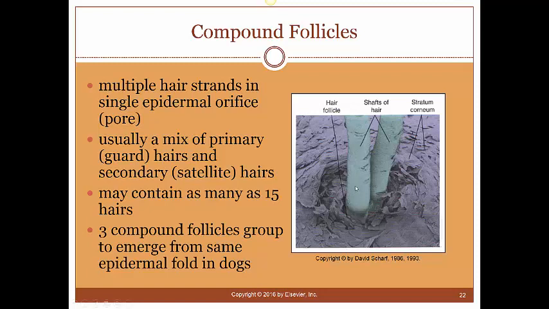When we look at a dog, we have 3 compound follicles that will group together, and they'll make what's called an epidermal fold, where the skin has this little wrinkle into the dermis right there, and that little wrinkle or fold is where you'll have 3 of these compound follicles together.